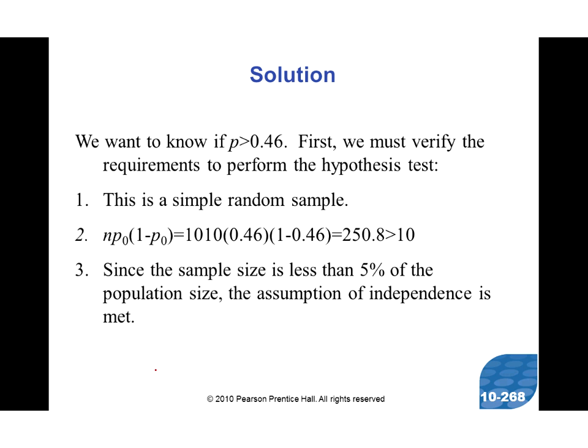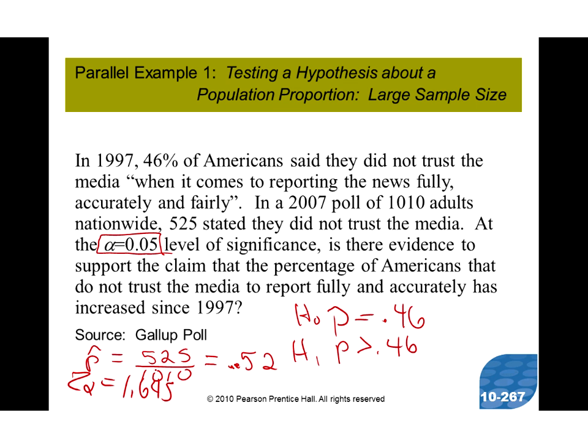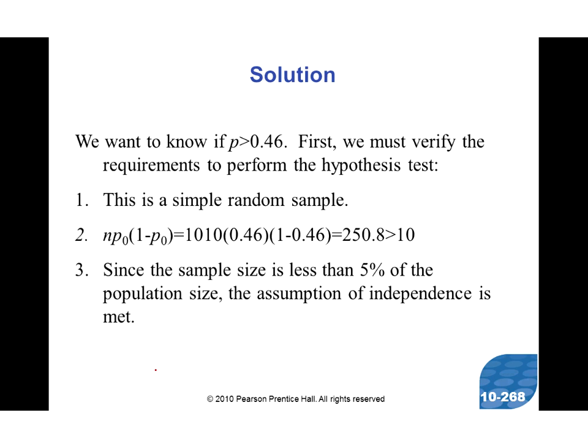All right. So one thing I did not do, and I should have done, is verify the requirements. So it is a simple random sample. It doesn't specifically say that, but we can assume that. It's a poll of 1,010 adults nationwide. And then we go N times P. Our N is our sample N, which is 1010, times 0.46, because we're using the original P-naught that we're testing, times 1 minus 0.46 ends up being 250.8. And the sample size needs to be less than 5% of the population size. So that's where that 0.05 N has to be greater than N.